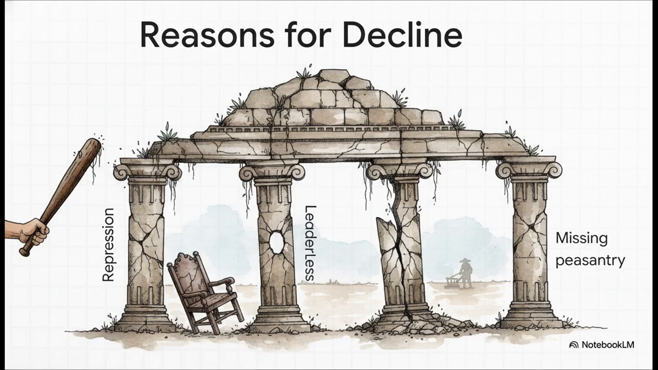And looking at the demographics, the movement mostly stayed confined to the upper and middle classes and the zamindars. It totally missed the broader masses, especially the peasantry. At the end of the day, it's incredibly hard to sustain a mass movement at a fever pitch for a long time without some seriously solid foundations in place.